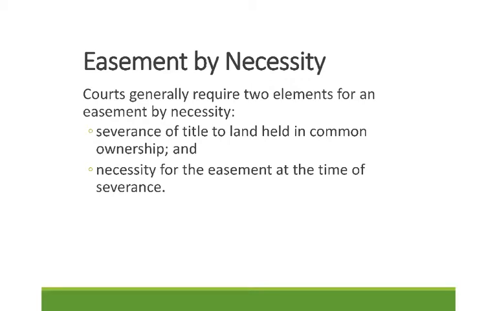For the finding of an easement by necessity, a court typically requires two elements. The first is that there is severance of title to land that is held in common ownership. So, in other words, an owner initially owns both parcels as one and then subdivides the parcels and sells them off individually. And the second requirement is that there was a necessity for the easement at the time of the severance. So at the time that O separated the two parcels, there was necessity.